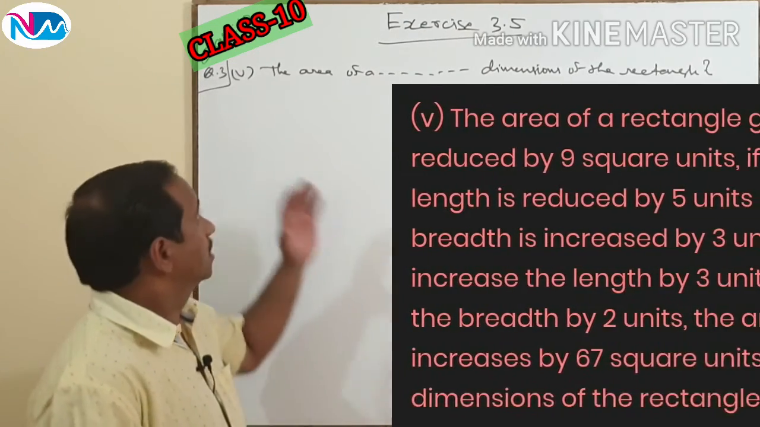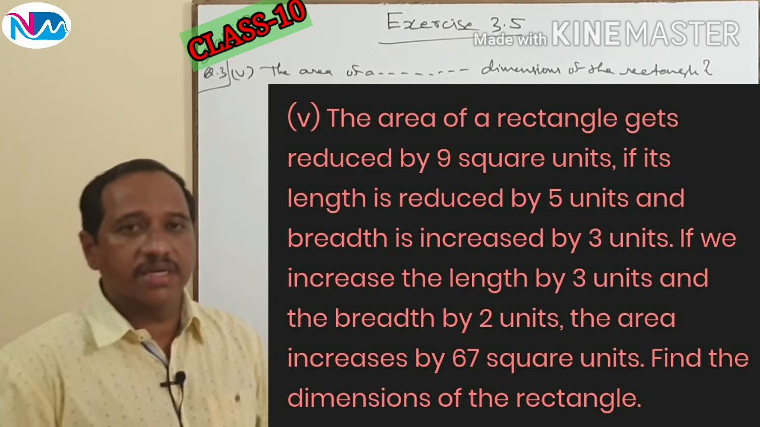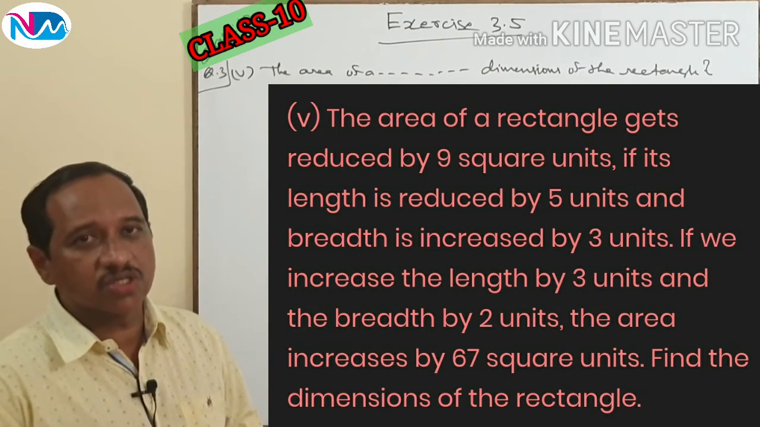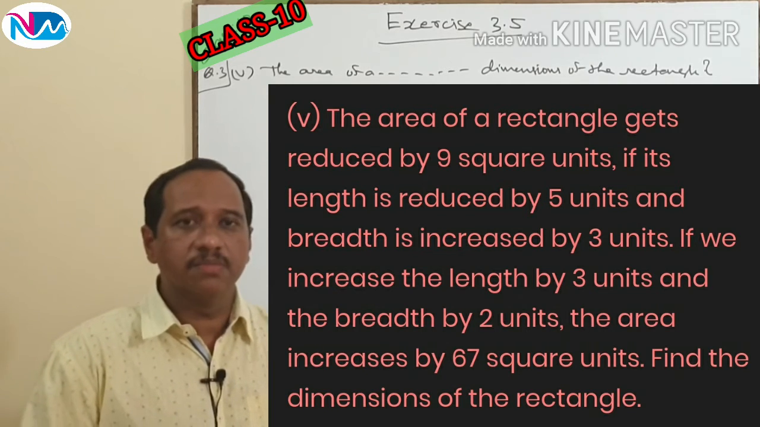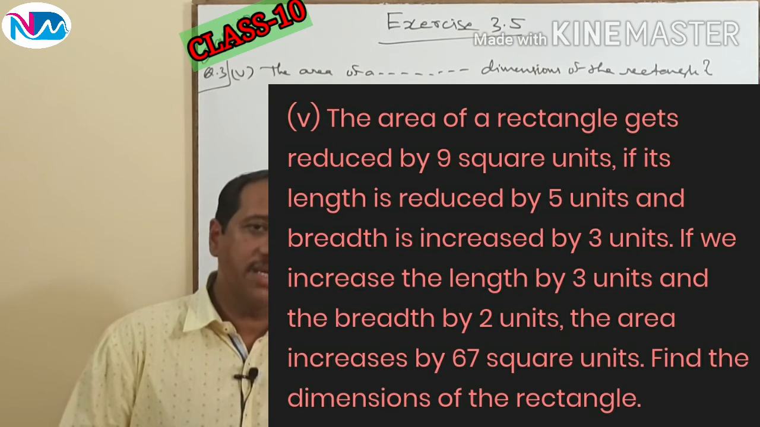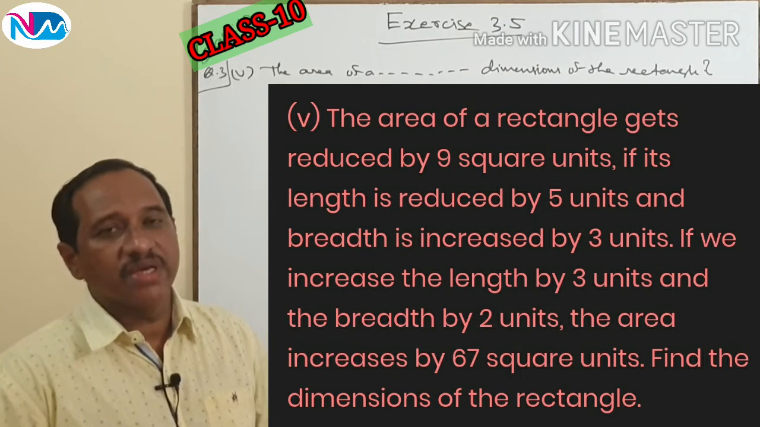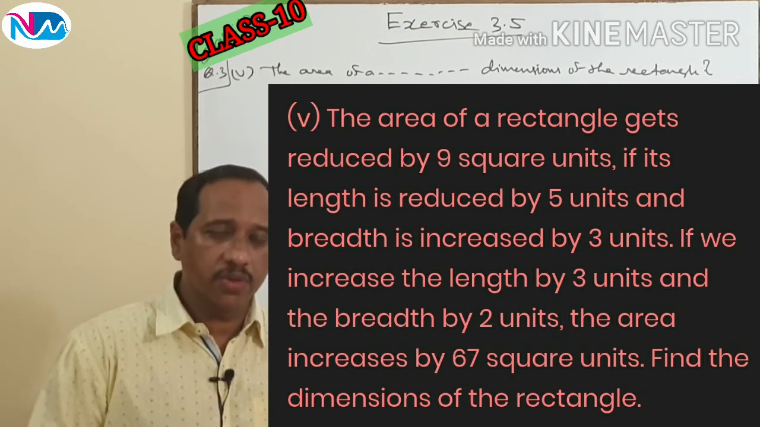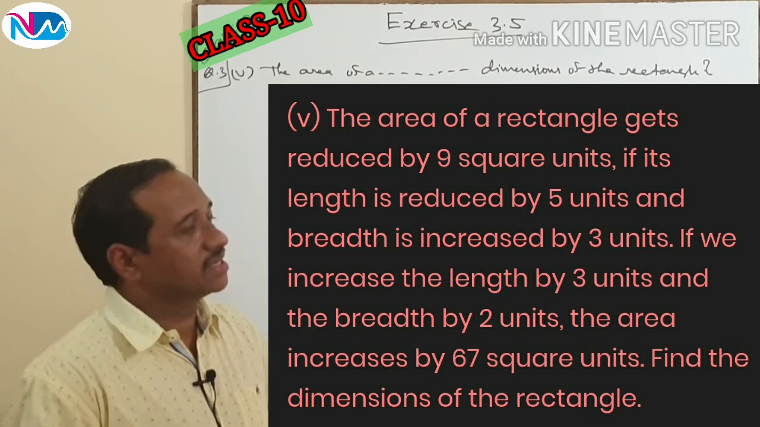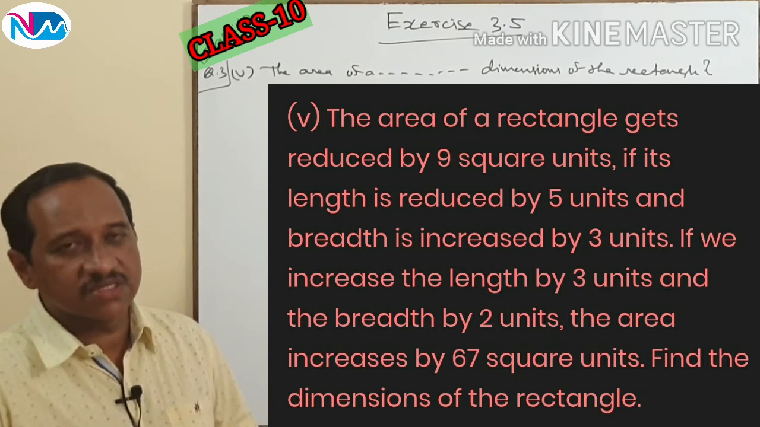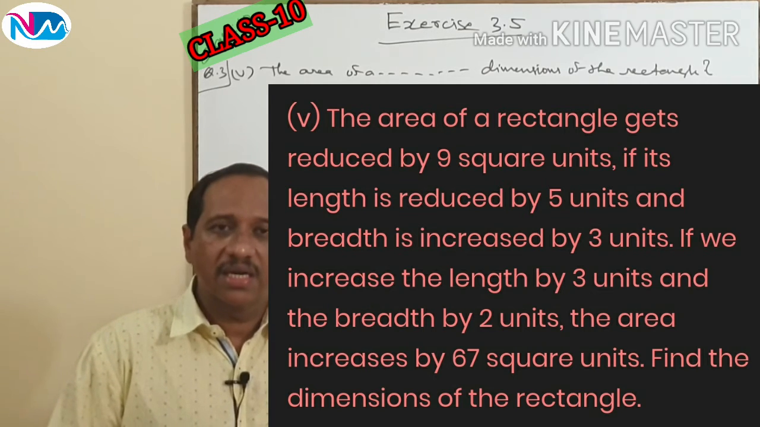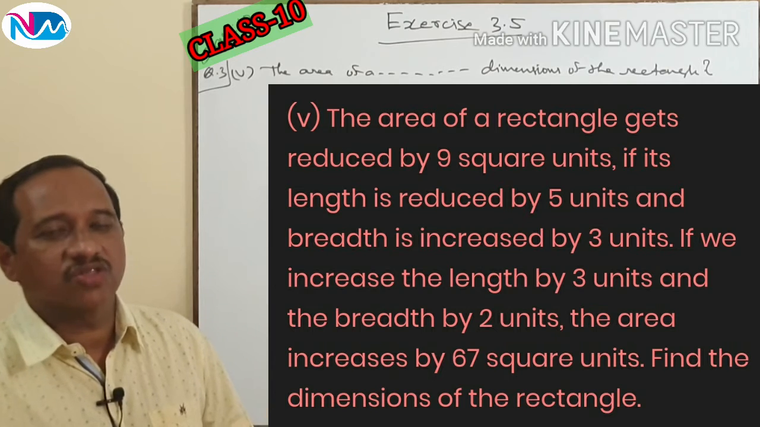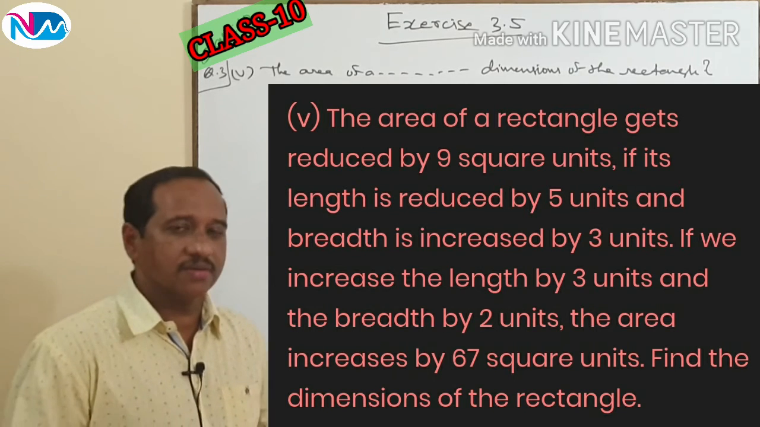The question is, the area of a rectangle gets reduced by 9 square units if its length is reduced by 5 units and the breadth is increased by 3 units. If we increase the length by 3 units and the breadth by 2 units, the area gets increased by 67 square unit. Find the dimensions of the rectangle. Dimensions means length and breadth of the rectangle.